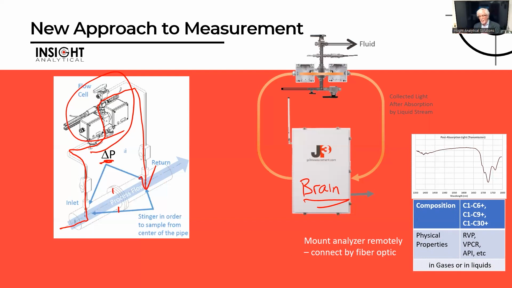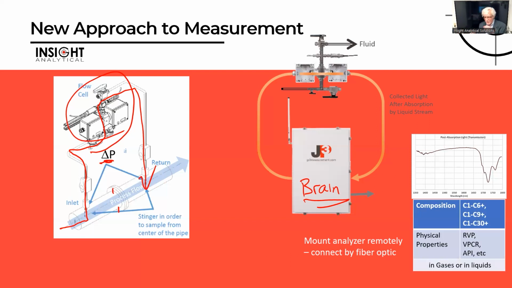We can do this for gases or liquids with exactly the same system. The vapor pressure analyzer has exactly the same components as the DMC4 analyzer. Same flow cell, same spectrometer. Same flow cell, just slightly different length to measure a gas and a liquid. Same spectrometer.